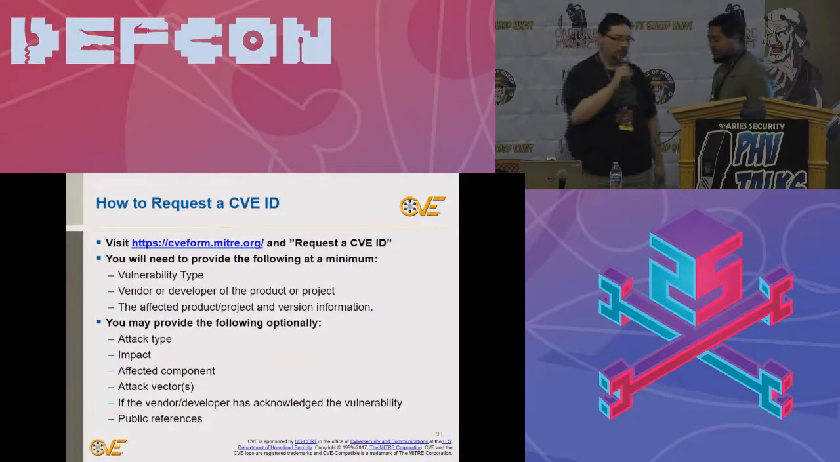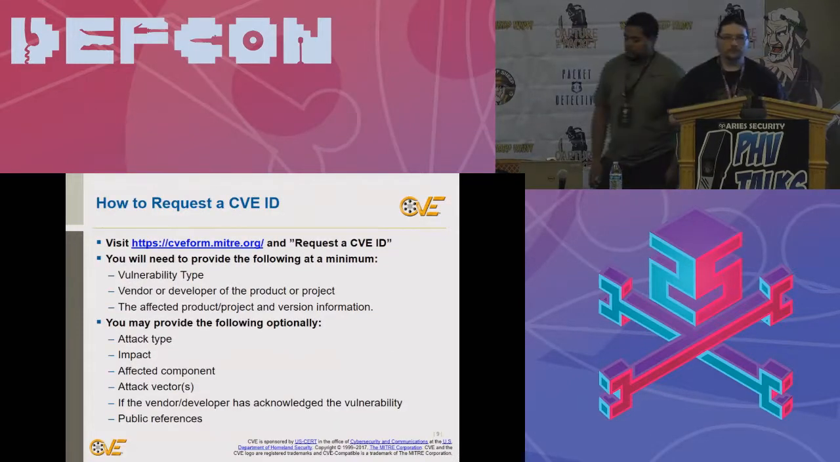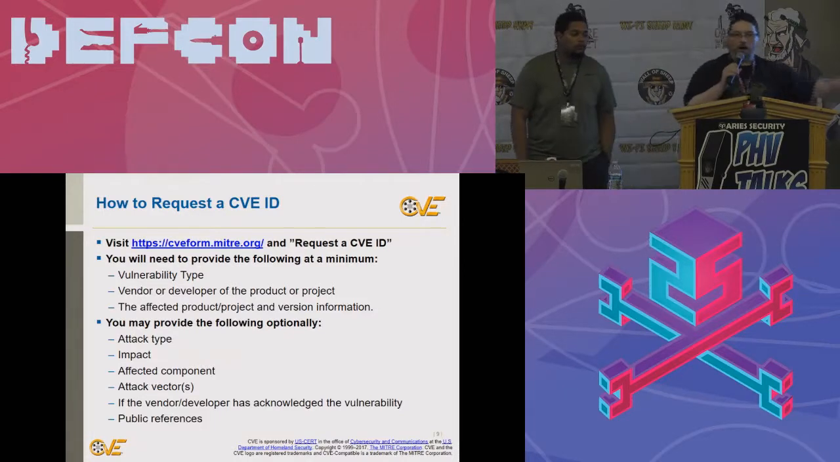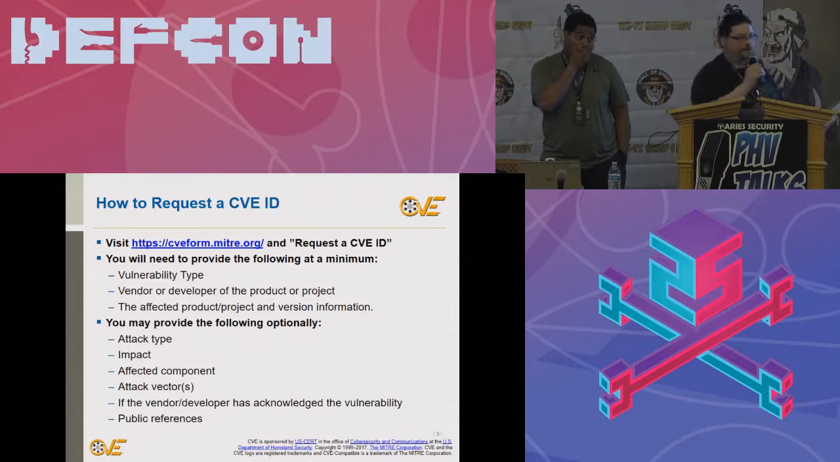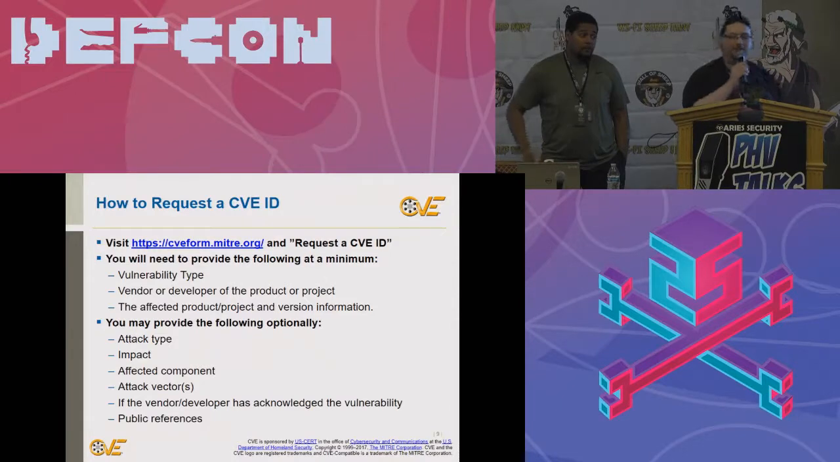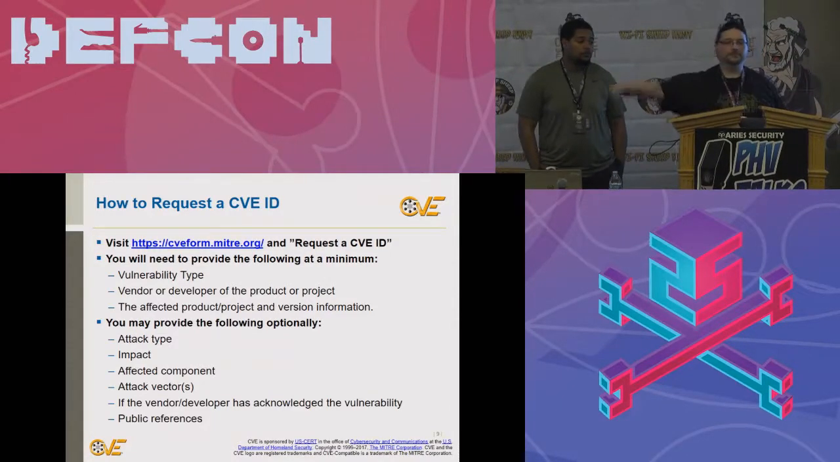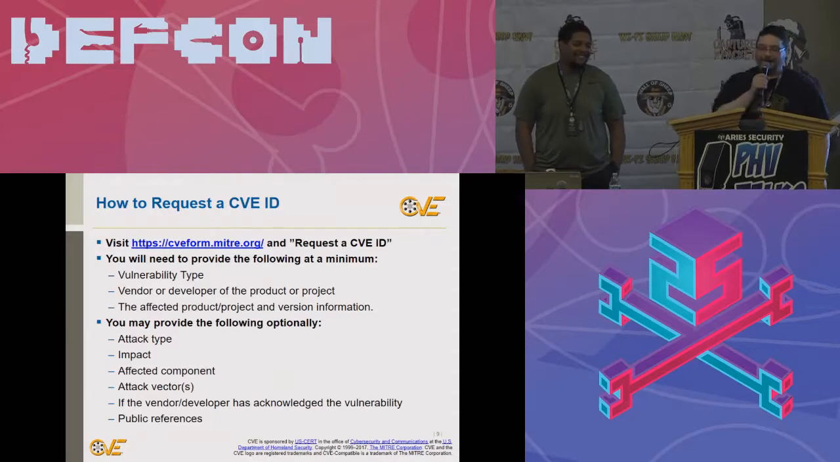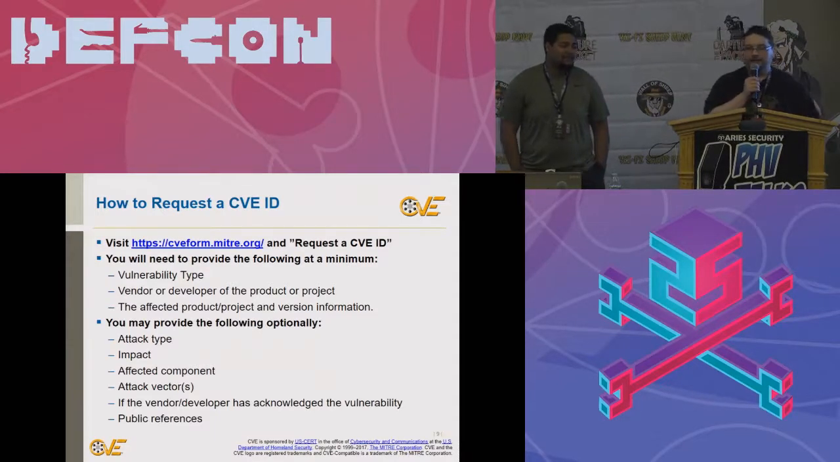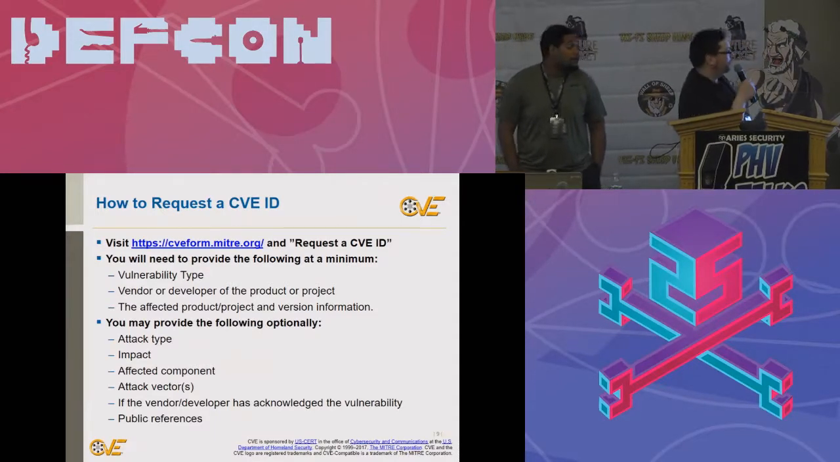Back to me. All right. So all of that discussion boils down to this one bullet. How do you get a CVE ID? You go to that website. Thank you. Good night. It is just that easy. Well, kind of. All right, so it's mostly that easy.